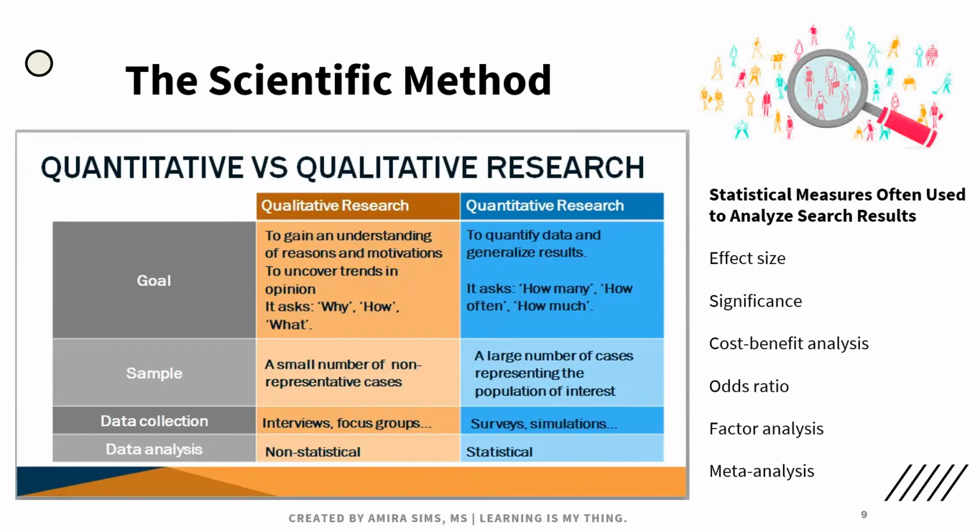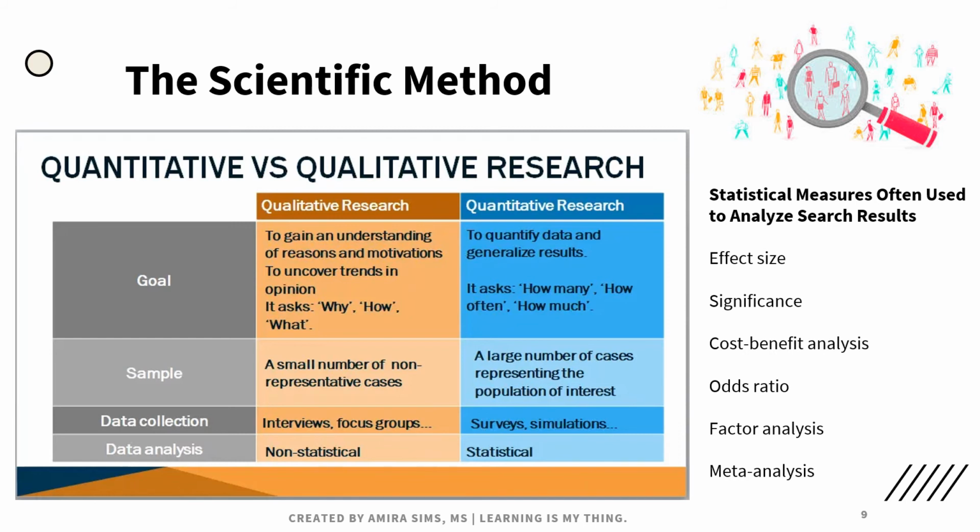The scientific method. So we've already previewed the scientific method earlier in our slideshow, but here on page 29, we take a closer look at the scientific method. We're going to distinguish between two types of research, and neither is better than the other. What questions you ask really drive what type of research you're going to conduct. So with qualitative research, the goal is to gain an understanding of the reasons and motivations for people doing what they do, right? You want to uncover trends in opinion. You might ask questions that start with why or how or what.